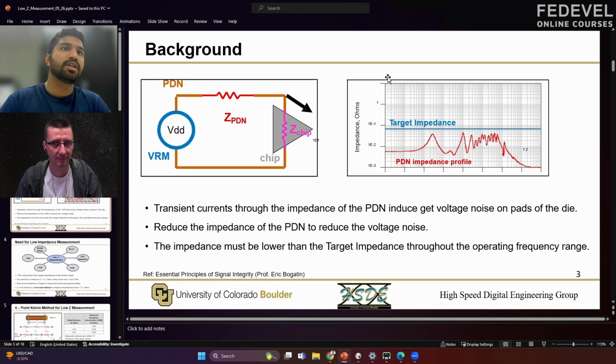This graph here shows the plot in red, which is the impedance of the system or the device plotted against the frequency, and we see that the impedance varies with frequency. But our goal is to keep the impedance over the entire frequency range below the target impedance that the manufacturers or the R&D engineers select for the device.